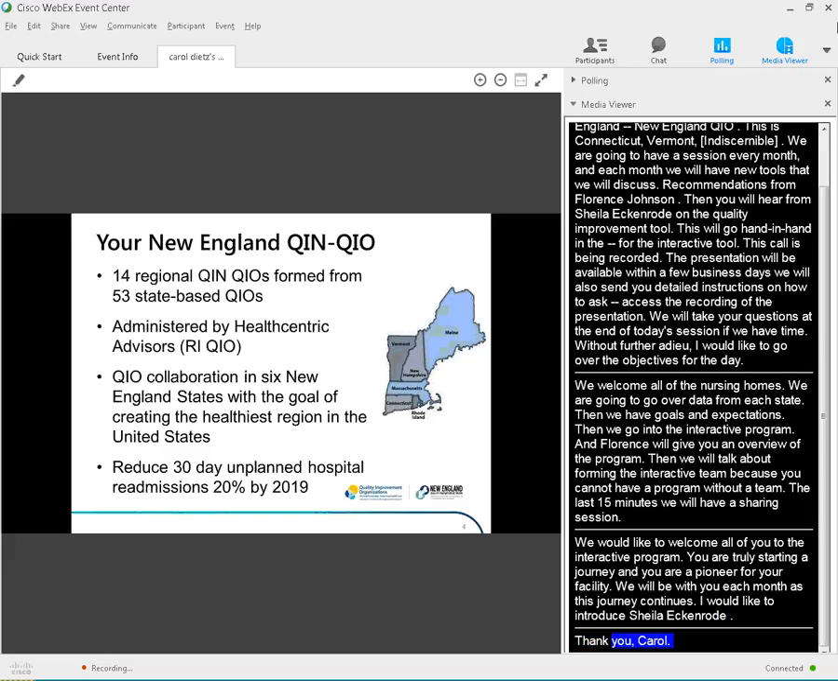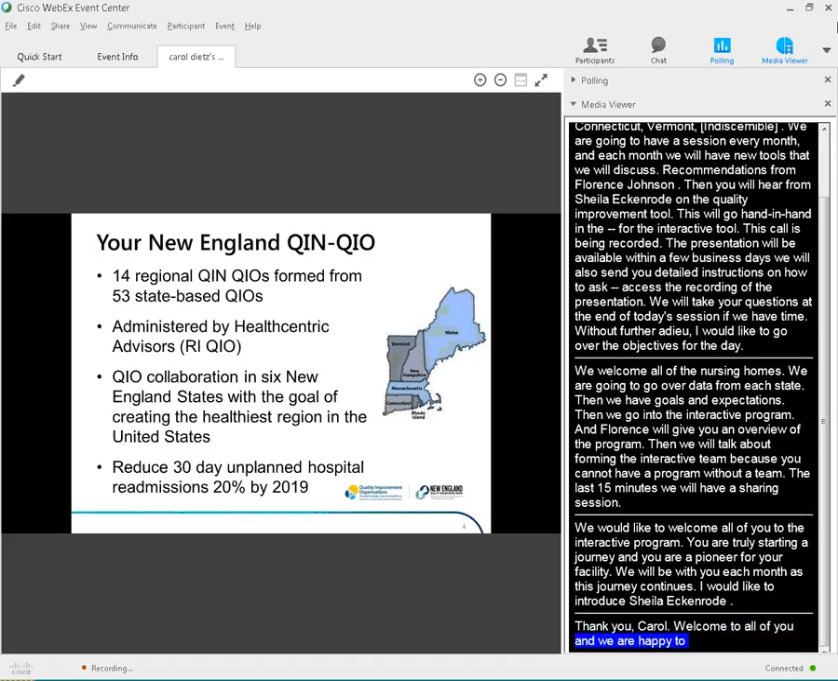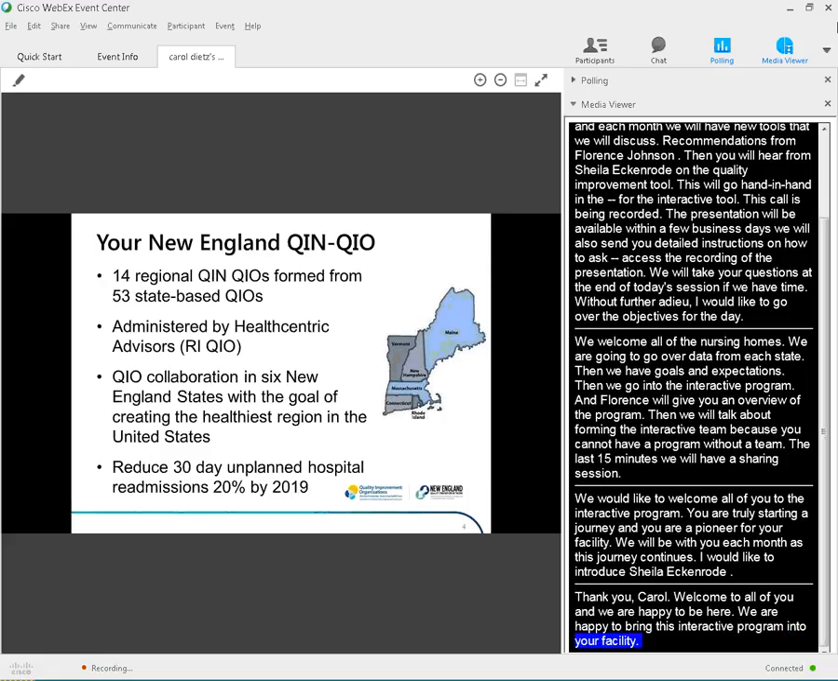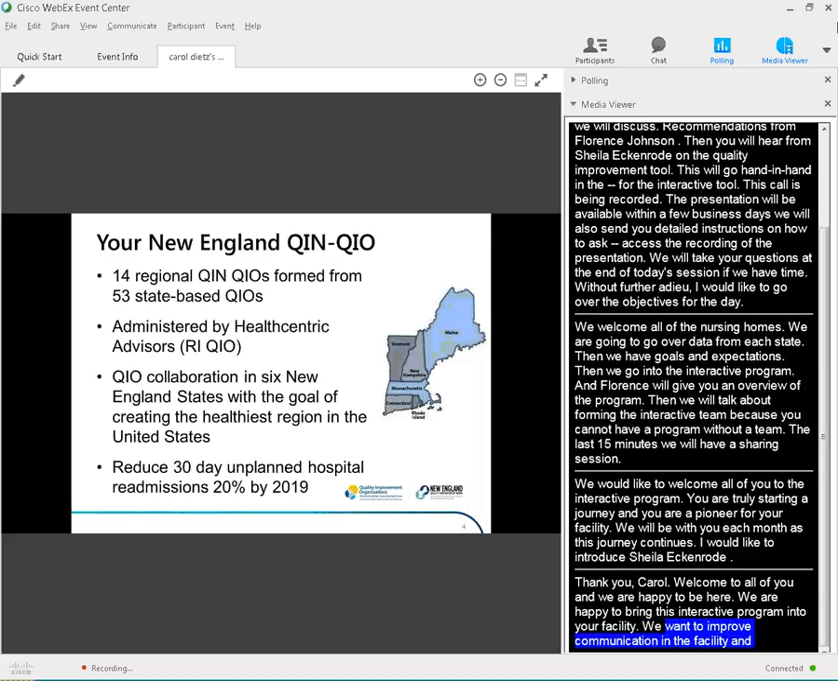We're looking forward to helping you to fully implement the Interact program in your facilities. We want to help you reduce unplanned 30-day readmissions, improve communication within your facility, and improve communication with outside providers. So we welcome you as partners and pioneers in this effort.